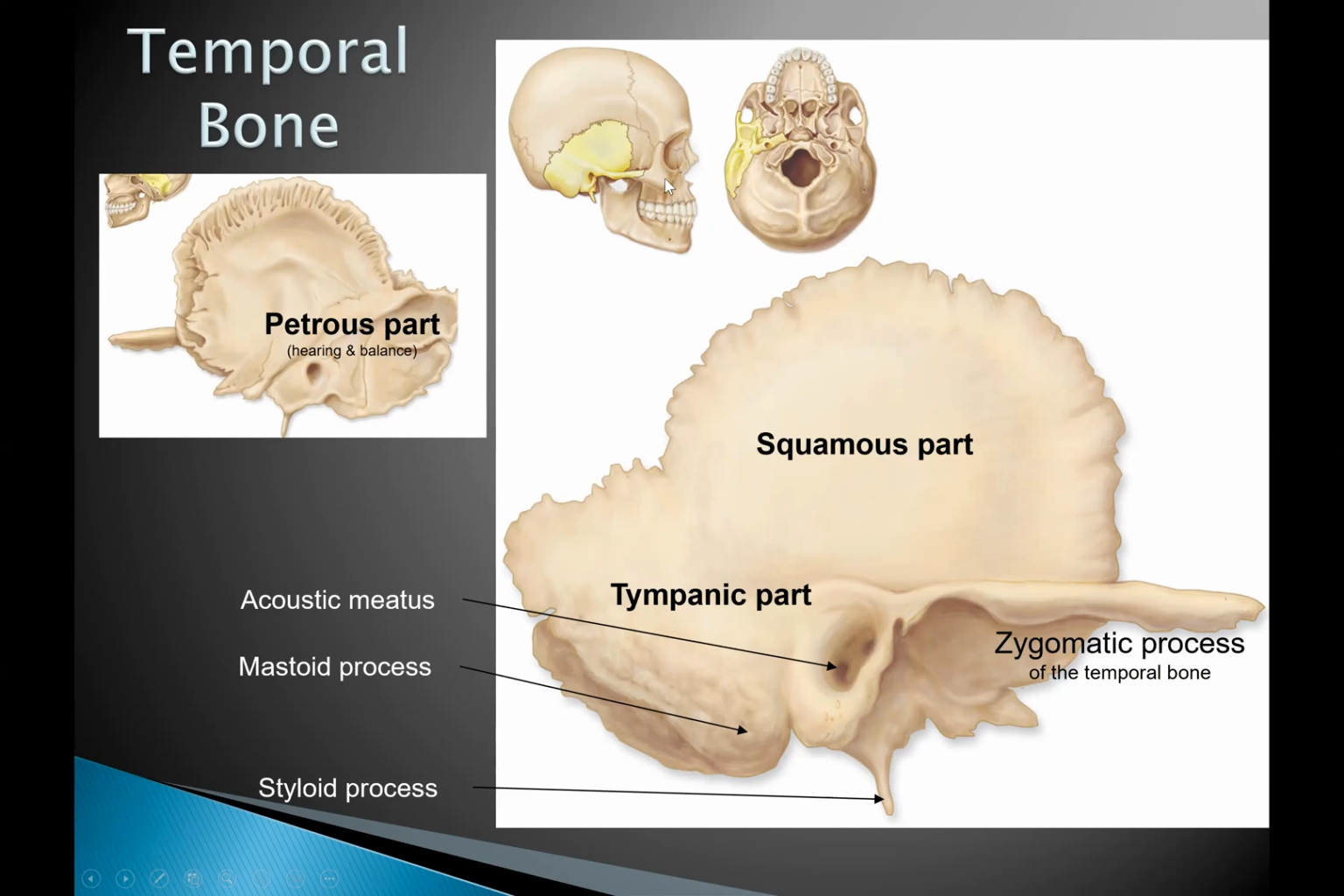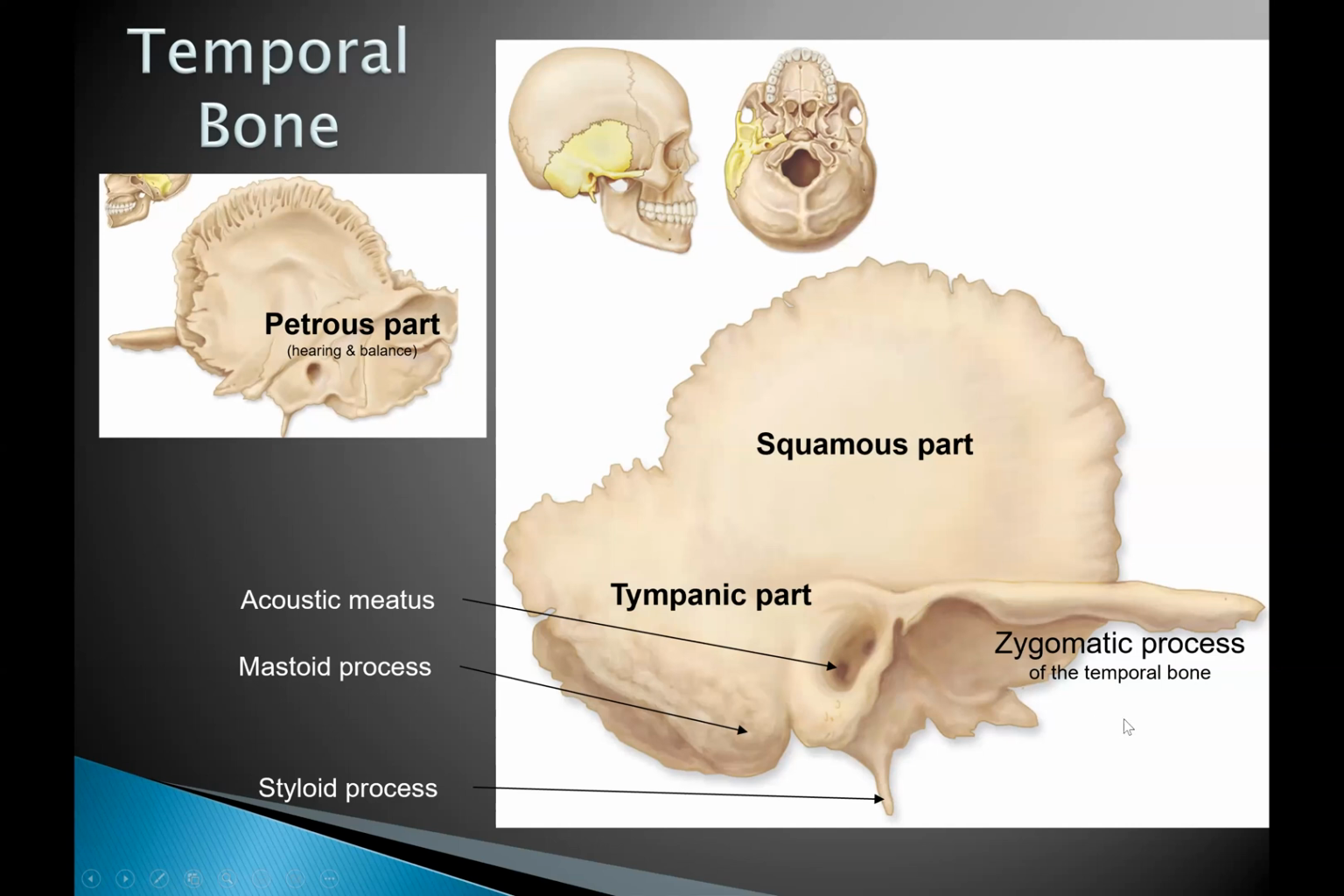I'm spending a little bit of time here because a lot of students get confused. They see the word zygomatic and think, well, I have a separate bone that's a zygomatic bone. No, the bone here in front of it, that's the zygomatic bone. The thing that connects to it is the zygomatic process of the temporal bone.